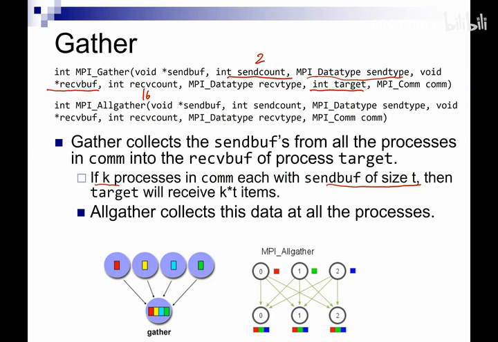Now there's a very similar operation to gather, which is all gather. This simply means that every process is going to do a gather. When the first process does a gather, it gets the data from all the other processes, and then every process does that. So that's all gather.